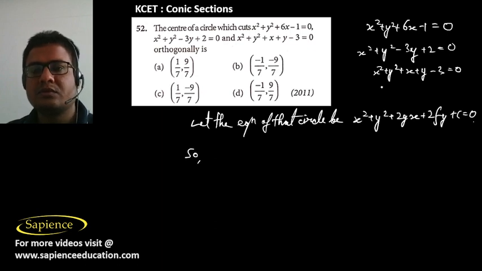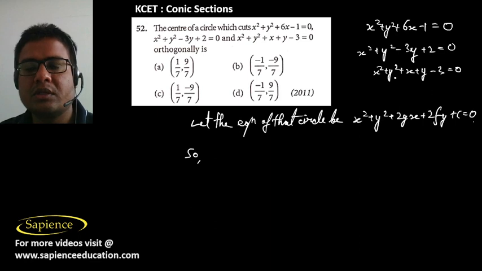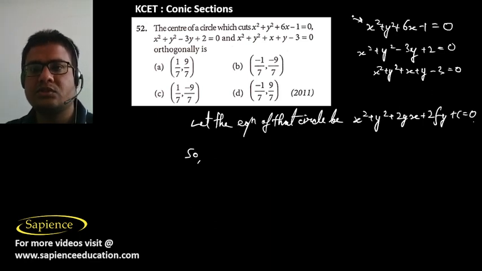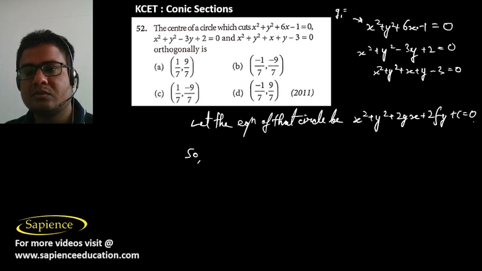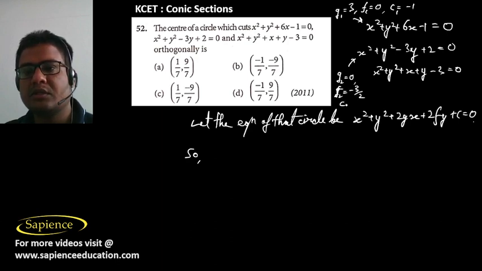So now therefore, since it is cutting them orthogonally, we can say that here g1 is equal to 3 and f1 is 0 and c1 is minus 1, and here also g2 is equal to 0 and f2 is equal to minus 3 by 2 and c2 is 2, and here g3 is half and f3 is also half and c3 is minus 3.